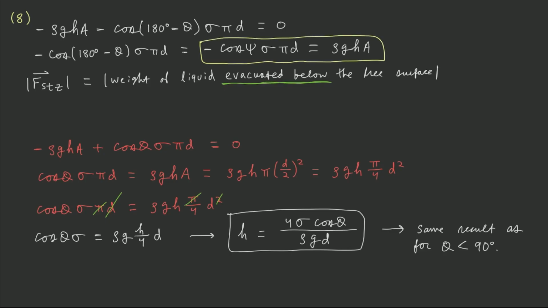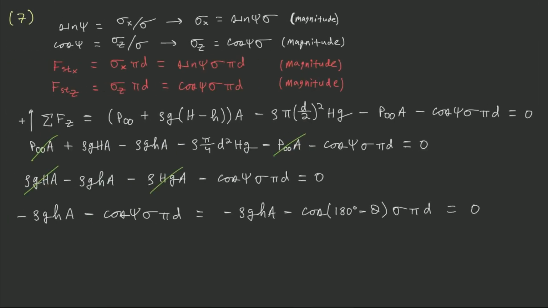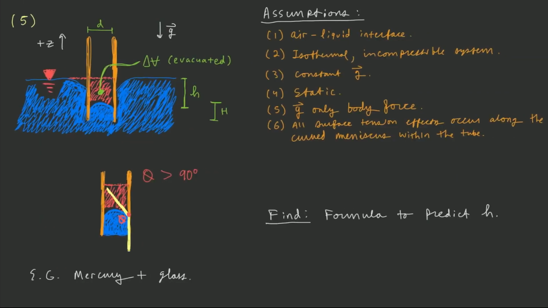Now, what does this expression actually mean? The magnitude of the z component of surface tension is equal to the magnitude of the weight of the liquid that is evacuated below the free surface. So what does that mean? That means if we go to the first page here and you look at our diagram, which is this diagram right here, you can see that this red region is completely evacuated. There's no liquid. The liquid has completely retreated into this dome right here.